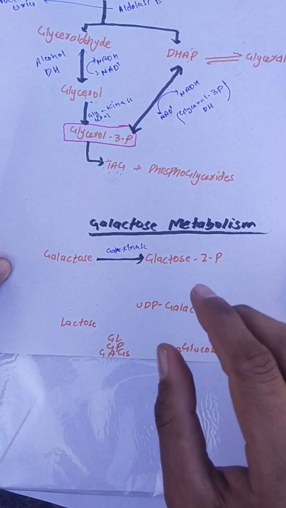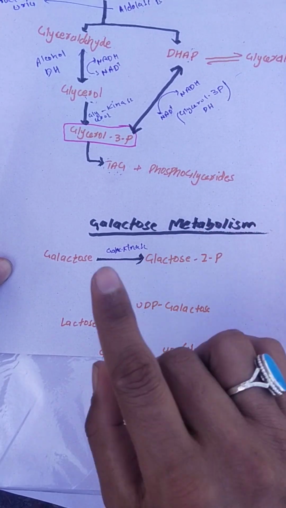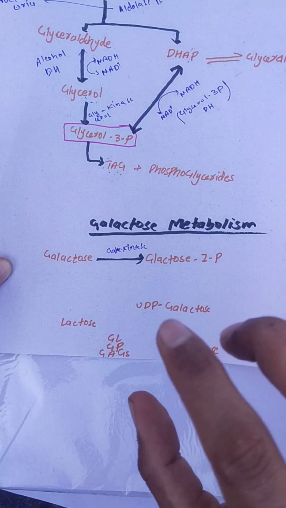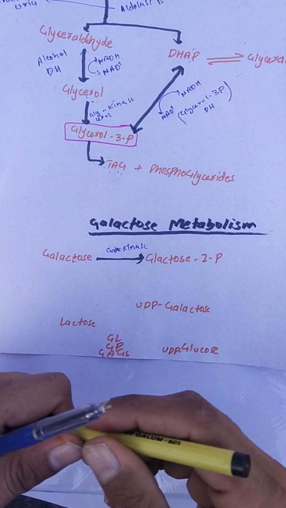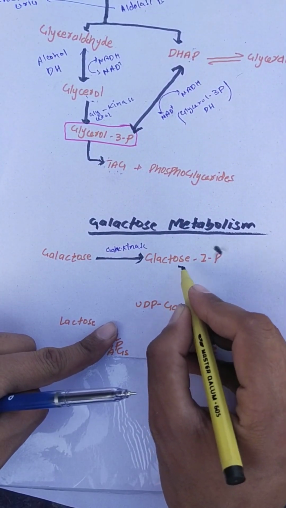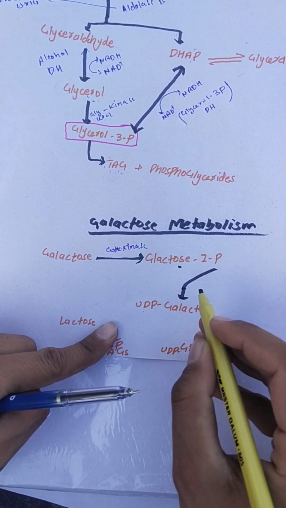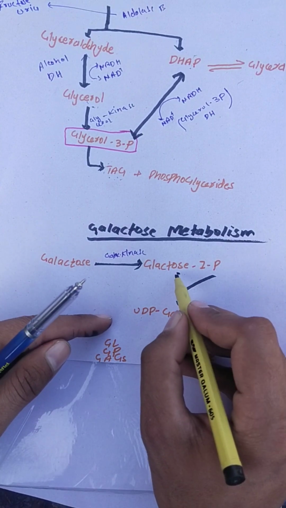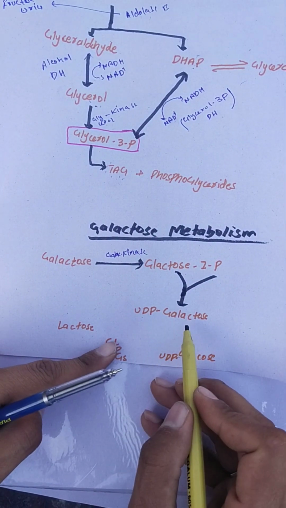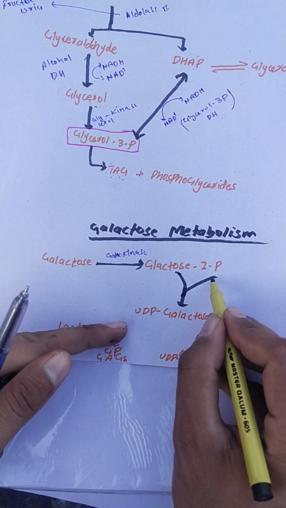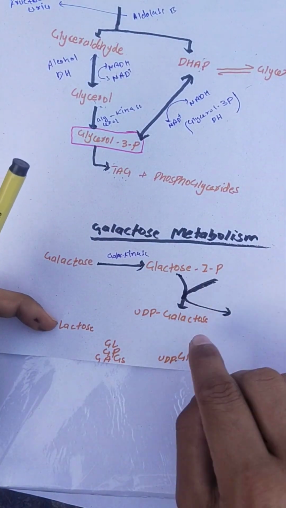When we get the phosphorylated form, then this phosphorylated form can be converted into other things. So the first reaction is always the conversion of the monosaccharide into the phosphorylated form. Now we have galactose 1-phosphate. This galactose 1-phosphate is converted into UDP-galactose. How does this reaction occur? We just convert this galactose 1-phosphate into UDP-galactose.